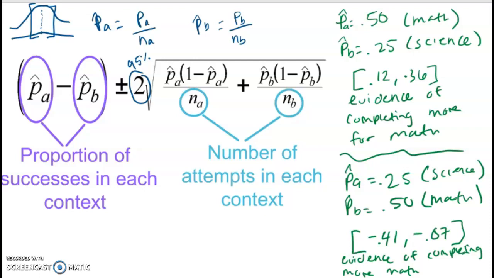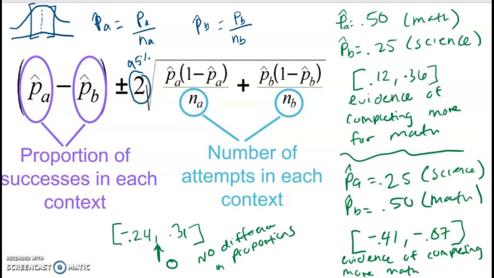And again, what we're looking for as well is if we have a confidence interval that goes from like negative 0.4 to 0.31, that interval contains 0. So that means there's no difference in the proportions. So just some things to think about when you're calculating these confidence intervals. No difference in proportions.